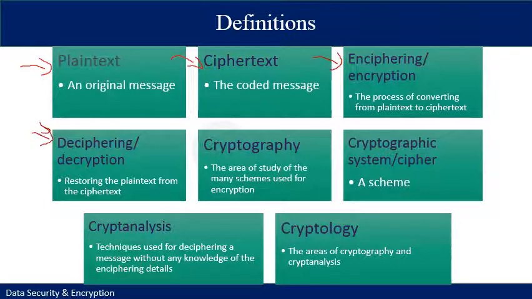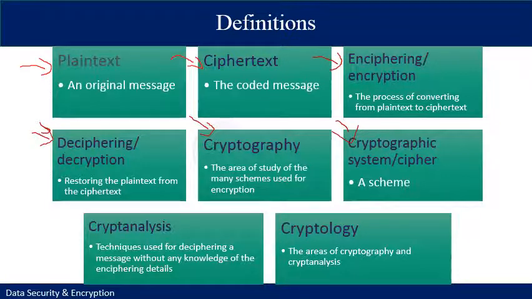There are many schemes used for encryption, which constitute the area of study known as cryptography. This deals with the algorithms, the plain and ciphertext, and the encryption keys. Such a scheme is also known as a cryptographic system or a cipher used to translate the plain text to a ciphertext.